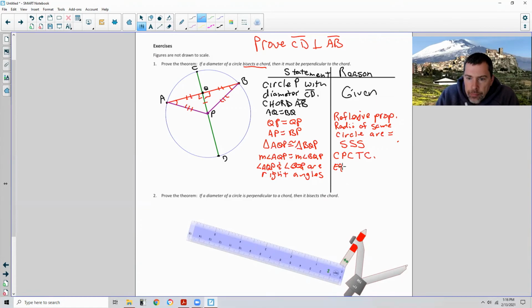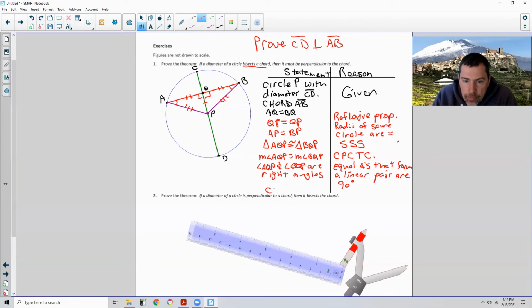Equal angles that form a linear pair are 90 degrees. Okay, that's a straight line. If this angle equals that angle, half of 180 is 90. They both have to be 90. It's a must.